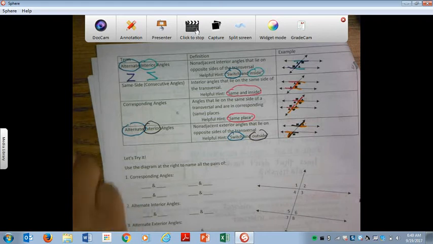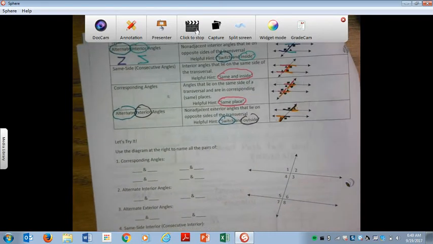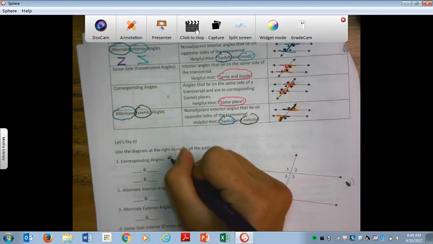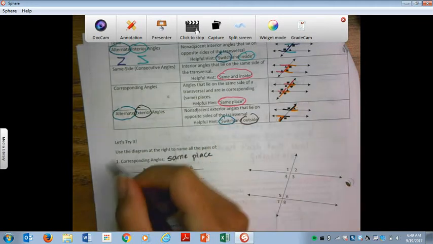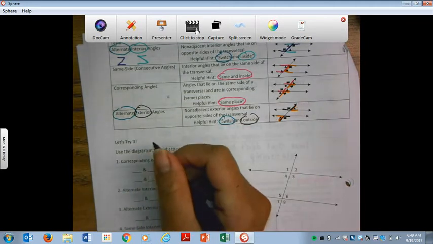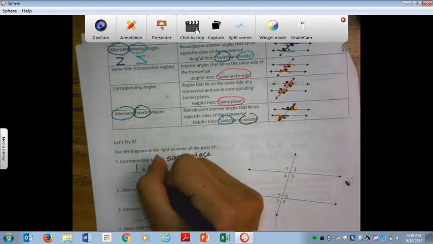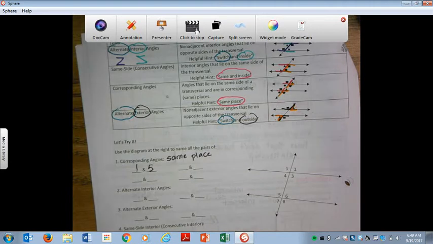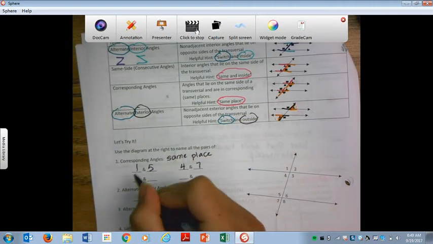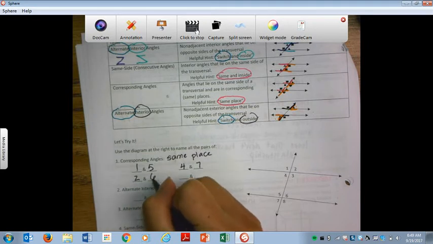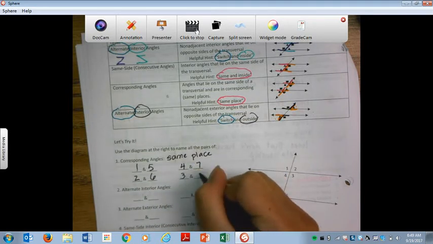Alright, now let's try it. Use the diagram at the right to name all the pairs of corresponding angles. Remember, same place, right? Okay, so same place, you've got 1 and 5, 4 and 7, 2 and 6, 3 and 8.